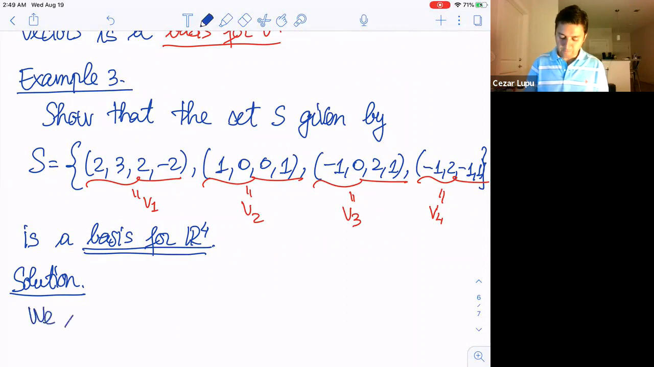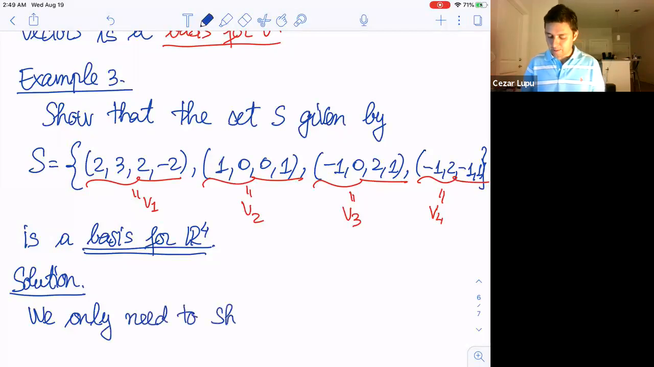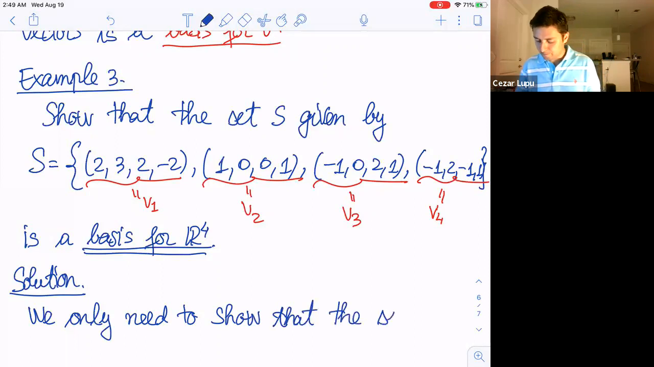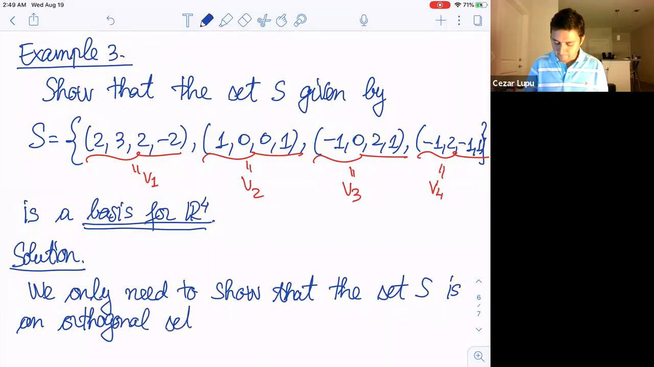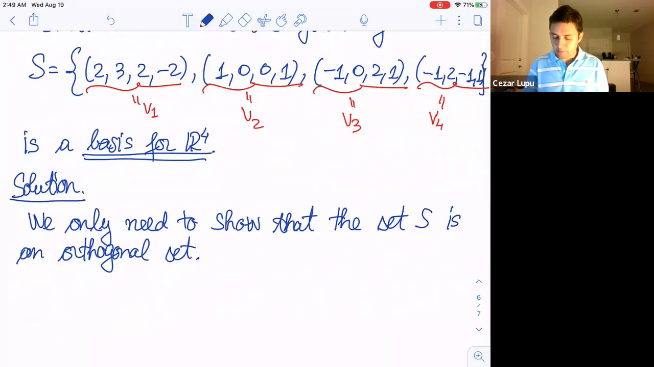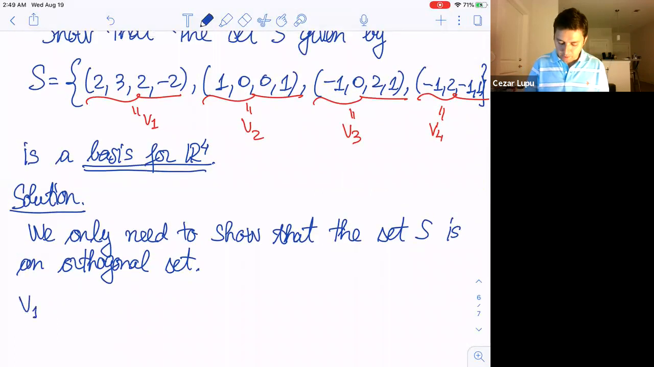We only need to show that the set S is an orthogonal set. Okay, and now guess what? We're going to compute the dot product between these vectors, taking them two by two. Wow, there's a lot of things to compute here.